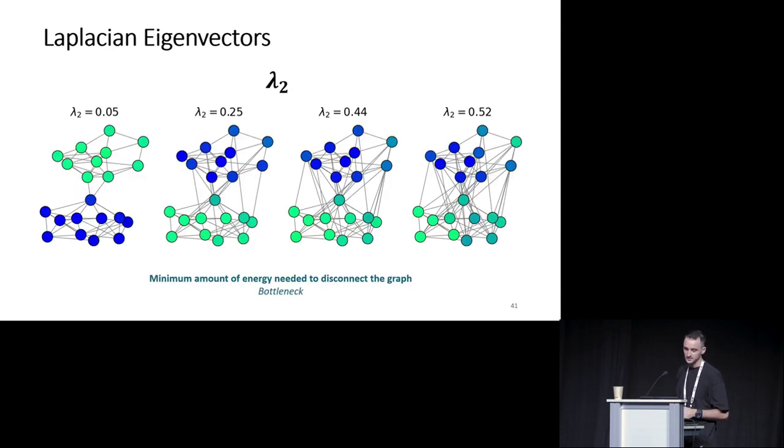The spectral gap is the second eigenvalue of the Laplacian. And here we have an example, two communities. If we keep adding edges between the two communities, then the spectral gap just increases.